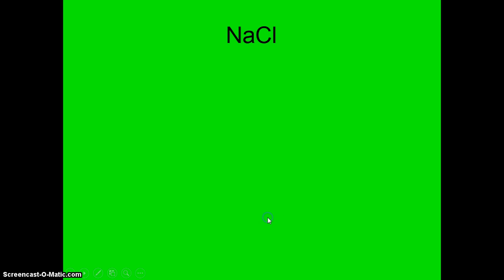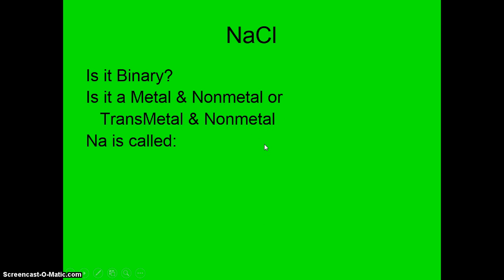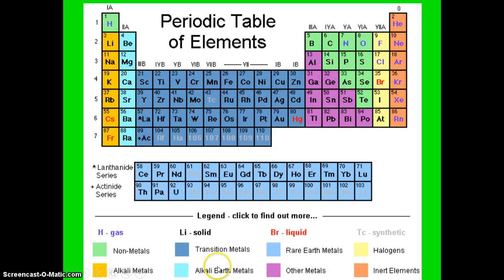Is it binary? The answer is yes. Is it a metal and a nonmetal, or a transition metal and a nonmetal? Let's look at the periodic table and find sodium and chlorine. So sodium is right here, and it's in group 1, so it's considered a true metal. So we have a true metal and we have a nonmetal, so it is a type 1 binary ionic compound.